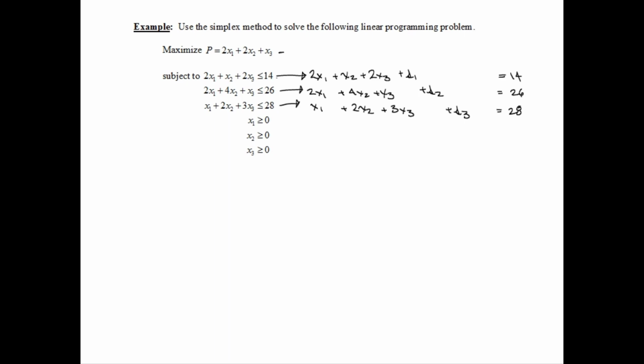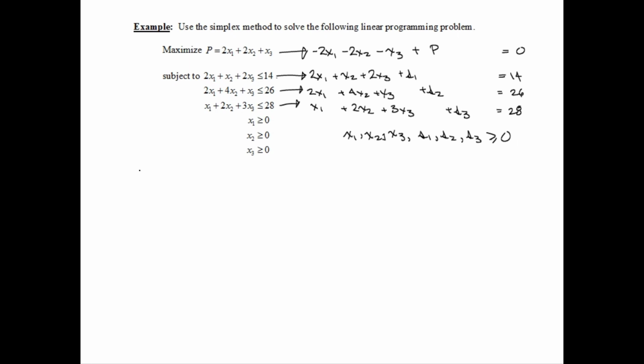Let's go to our objective function. I'll write it up here, but remember you'll put it on the bottom row of your simplex tableau. So we're going to subtract 2x1, 2x2, and x3 from both sides. That will give me negative 2x1, negative 2x2, negative x3 plus p is equal to 0. And of course, our x1, x2, x3, and all of our slack variables, s1, s2, and s3, all of these are bigger than or equal to 0. We call this the initial system.